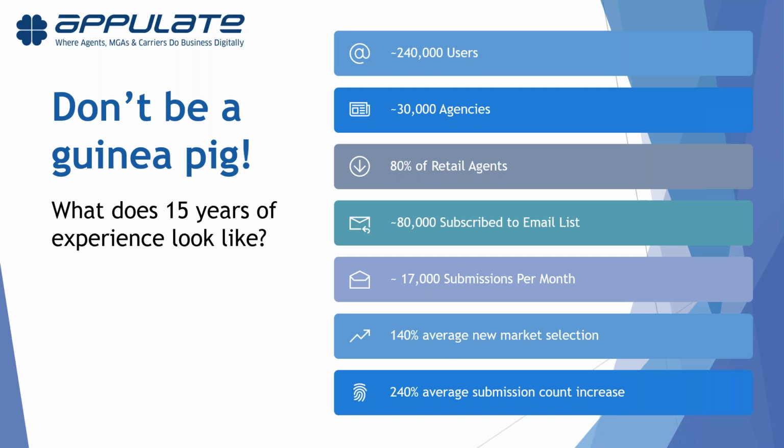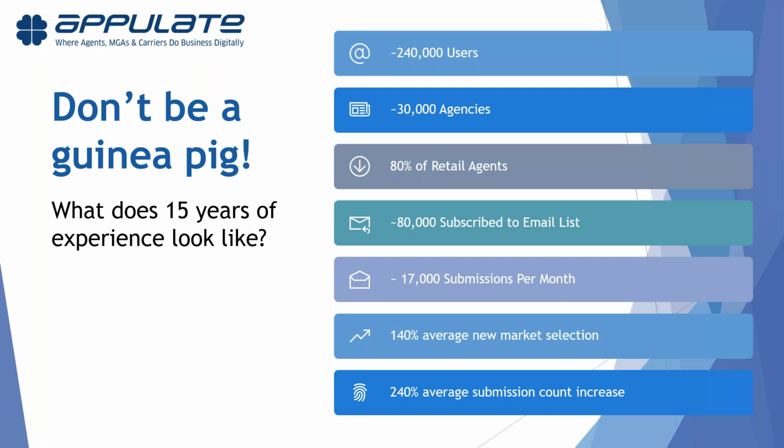So I said we have about 17,000 submissions a month. That's growing, and about 140% average new market selection. And what that is, agents, after we do a webinar or we put out an email blast or whatever, you'll have a lot of agents go into our system and select markets to work with. So every agent in our system has the ability to look up markets, use our market directory to find new MGAs, carriers to work with. And of course, not all of them can get an appointment with some of these carriers, so that's where you guys come in. And we have a lot of tools to make you a lot more accessible by these agents.